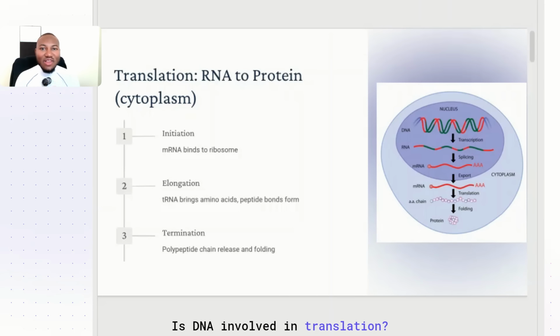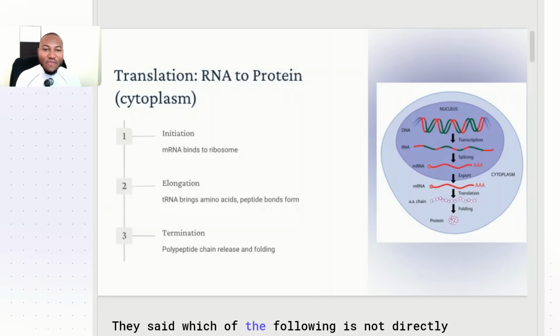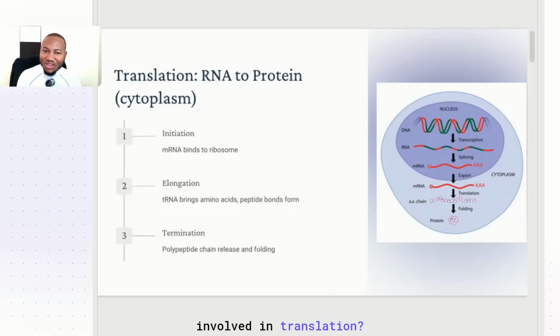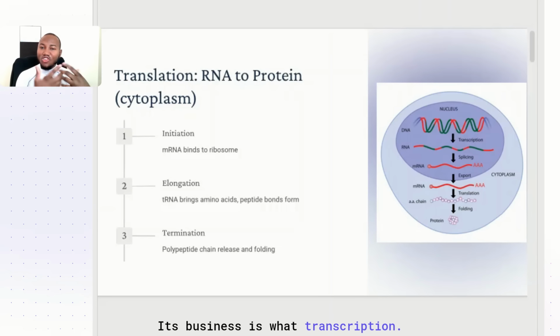Is DNA involved in translation? No. Is DNA involved in translation? No. Because there's a question they asked. They said, which of the following is not directly involved in translation? The options: A, DNA, B, mRNA, C, tRNA, D, rRNA, E, ribosomes. The answer is what? DNA. It has no business with translation. Its business is what? Transcription.